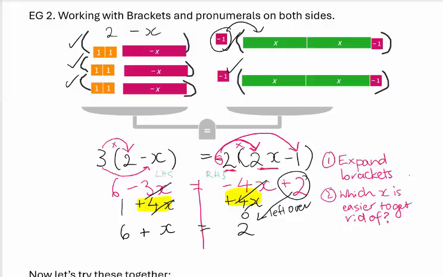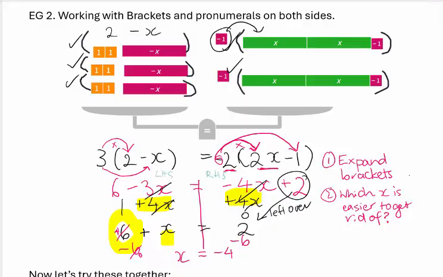So how do I get x by itself? I've got to get rid of this. How do I get rid of the 6? Now remember there's no sign in front, so it's plus 6. So you've got to take 6 from both sides. That leaves 0 there, so I'm left with x equals 2 take 6 is negative 4. Yes, you can have negative numbers. Yes, you can have fractions. Yes, you can have decimals. So it's all those things.